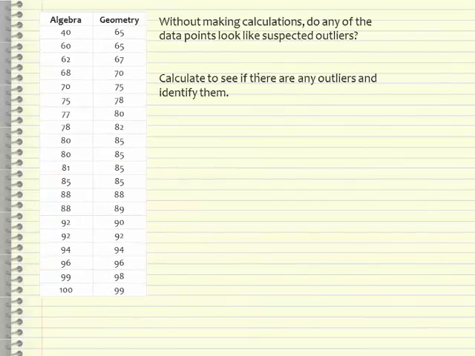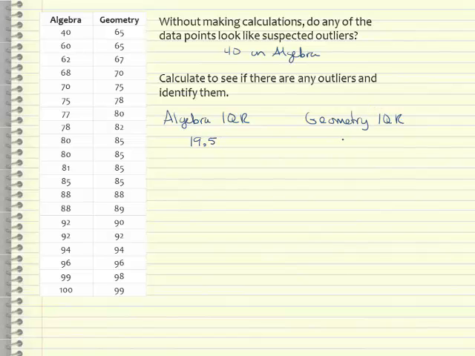Okay, now without making any calculations, we need to see, do any of the data points look like outliers? Well, to me, this 40 looks like an outlier. None of the other ones really come across as major outliers, but we've got to calculate that to see if we can identify them. So we've already calculated algebra's IQR, and we've already calculated geometry's IQR. Algebra's was 19.5 and geometry's was 14.5.